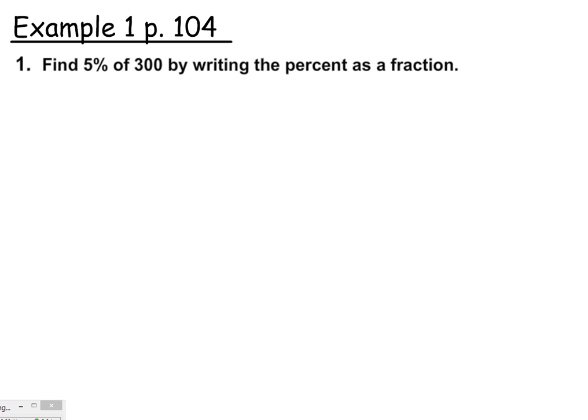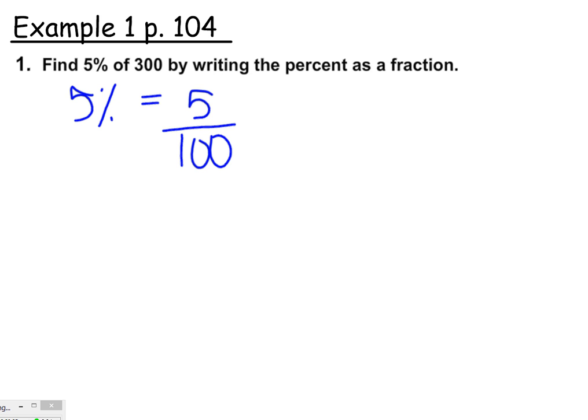Okay, example 1, page 104. It tells us find 5% of 300 by writing the percent as a fraction. The percent sign simply means out of 100. So instead of 5%, we can rewrite it as 5 out of 100. Now, in order to make it simpler, let's reduce this fraction. Let's divide it by 5 to the top and bottom, and that reduces to 1 over 20. So now we can take 1 over 20, which is 5%, of means multiply, and multiply that by 300.